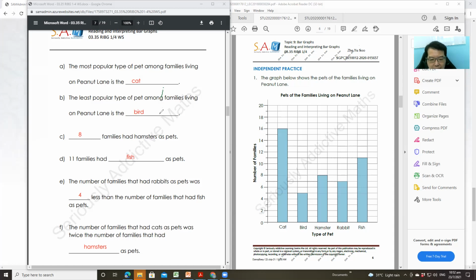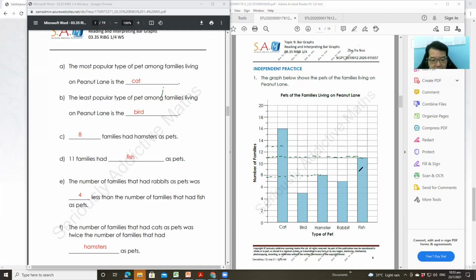How many families have hamsters as pets? Hamsters. That's 8 families. D. 11 families had fish as pets. Where's 11? No, 11 is not here. 11 is here. Right? 11 families had fish. That's right, 11 families had fish as pets.